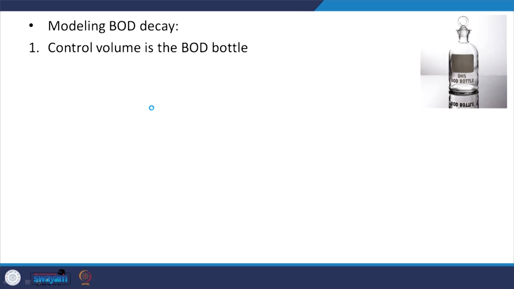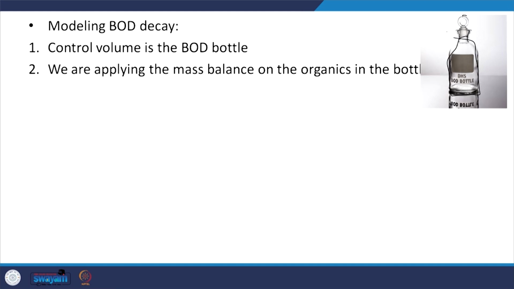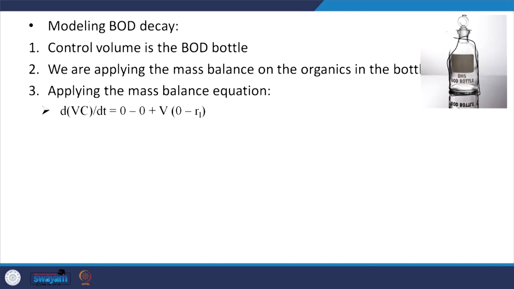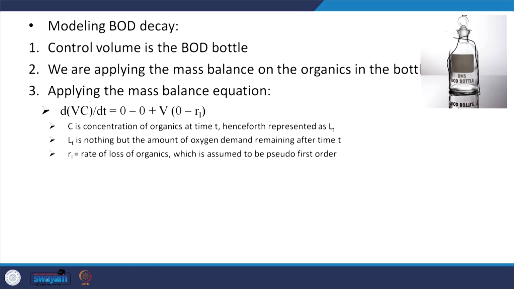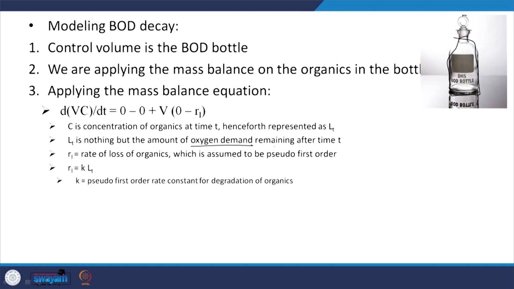Modeling BOD decay, what is the control volume? It is my BOD bottle, the 300 ml BOD bottle, right. We are applying mass balance on the organics in the bottle. L_t is the amount of oxygen demand remaining, or the amount of organic content remaining after time t. Please note that when we talk about organic content in terms of the experiments or measurements, we are measuring it in terms of oxygen demand. So, L_t is the amount of organics remaining after time t, or the amount of oxygen demand remaining after time t.